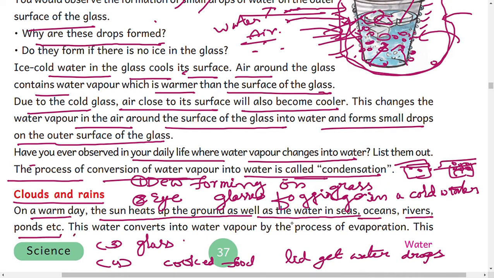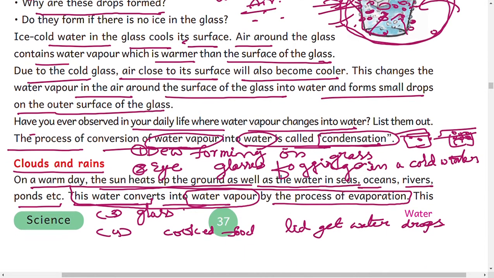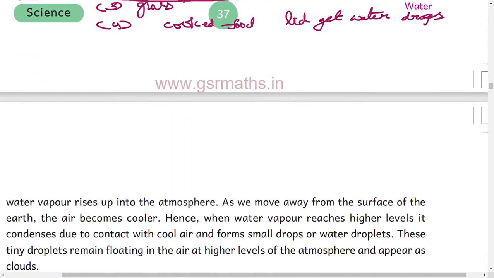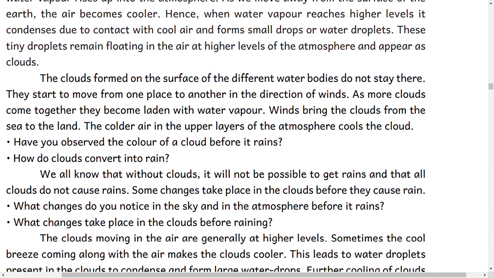So then this water is converted into vapor by the process of evaporation. What is evaporation? Water converted into water vapor is evaporation. If the water vapor converts back into water, it is called condensation. So condensation is completely against evaporation. Evaporation and condensation are both reversible processes.